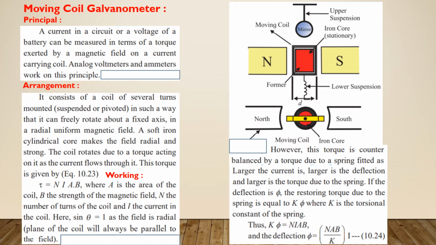As seen in the previous slide, the deflecting torque is equal to NIAB. The cylindrical pole pieces of the magnet always provide a radial field, so the plane of the coil will always be parallel to the field, hence sin theta is equal to 1 here. However, this torque is counterbalanced by a restoring torque due to the spring fitted at the bottom of the coil.